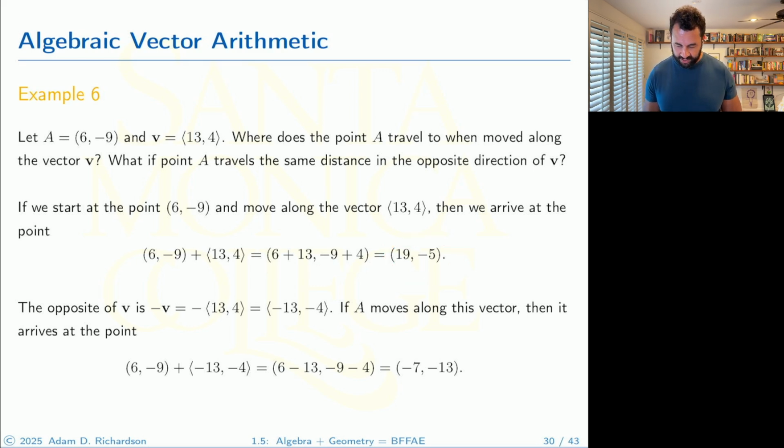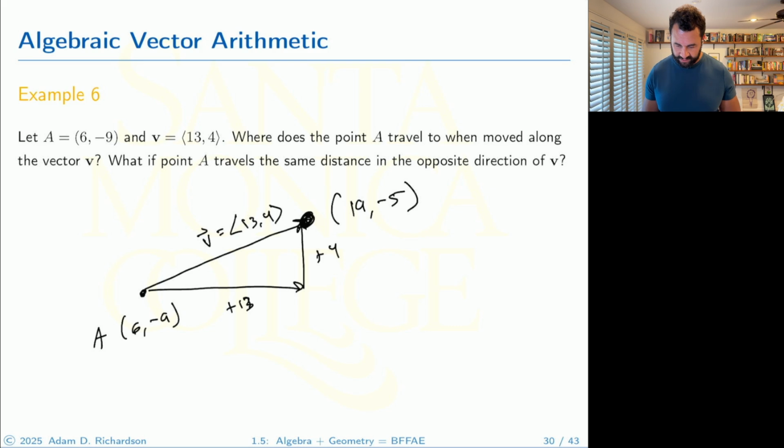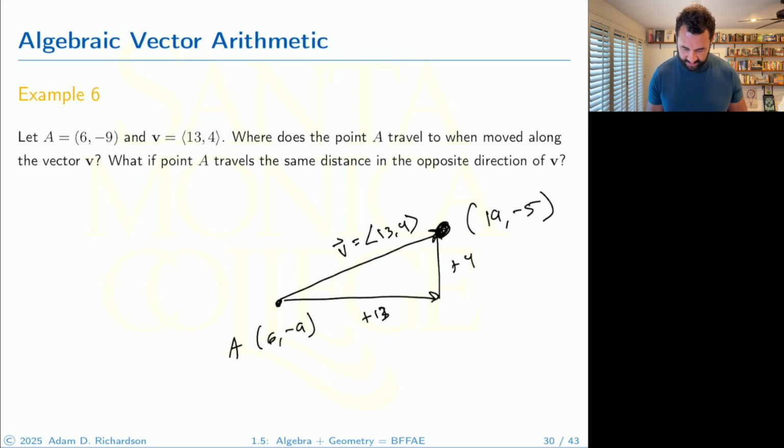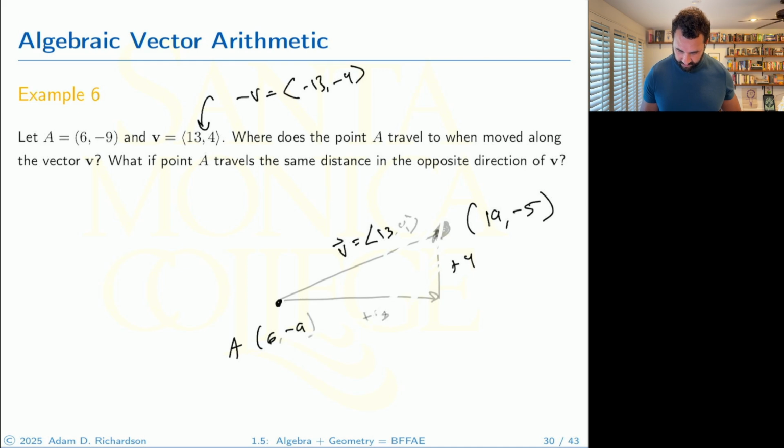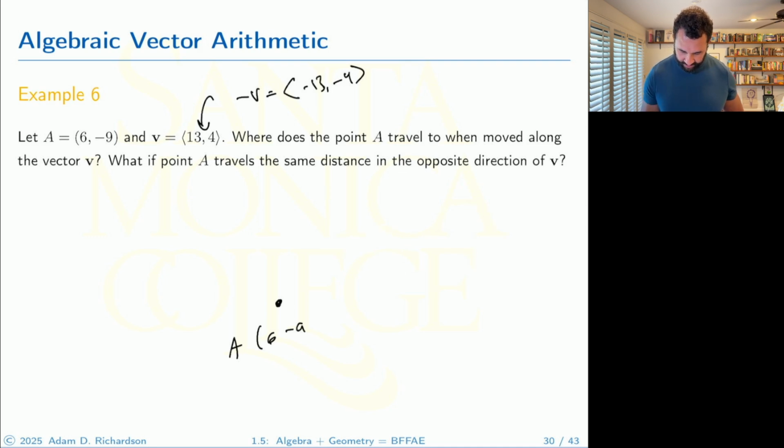Now, the second part of the question said, what if you go in the opposite direction of V? So let me go back to my picture for a second. If this is V, negative V is taking the opposite of all the components, right? -13, -4. But the argument is still the same. We're going to do the same thing. Let me erase some of this stuff. Oops, no. That's okay. I can rewrite that part. Here we go. Give myself some more space.